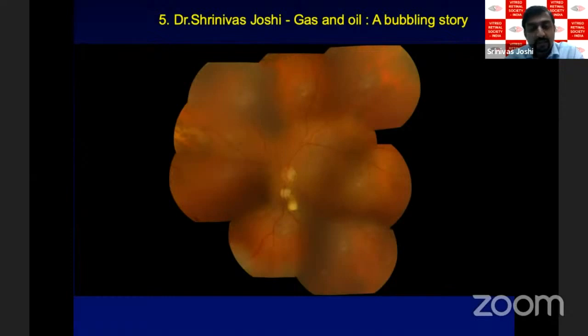So the question to the panel is, whatever we injected, gas, it got bubbled. We injected oil, it got bubbled. And then we did the fluid air exchange, that is, only the air was there. That also started bubbling. So what might be the reason for the bubbles in this case? And our fellow Dr. Giriraj has named it a bubbling story.